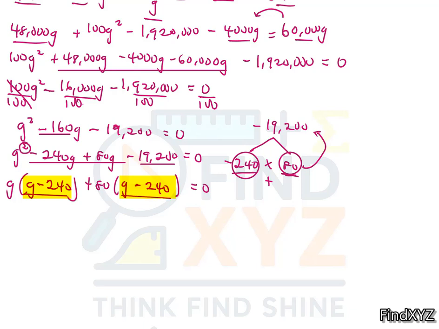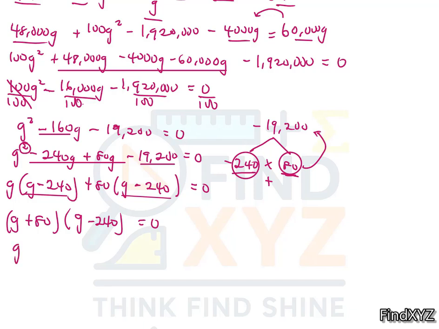So this is what we are going to do. We are going to pick the factors, which is g plus 80, put it in one basket. Then we'll pick the other bracket as g minus 240. This is equal to 0. Now we have two linear factors that give 0. So it means that one of them is 0 or both of them are 0. That's the only time that we are going to get 0.